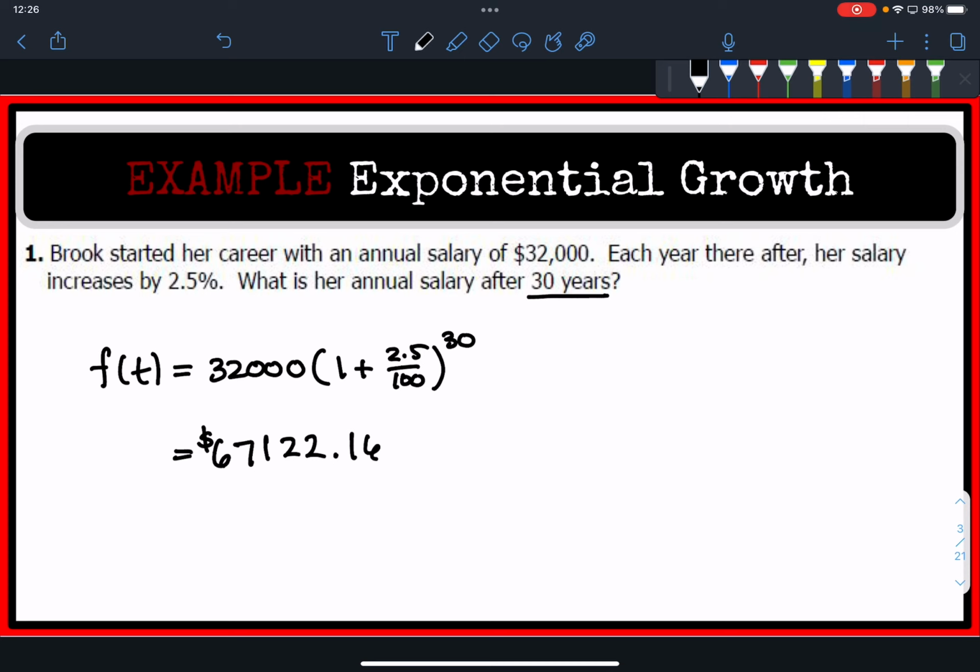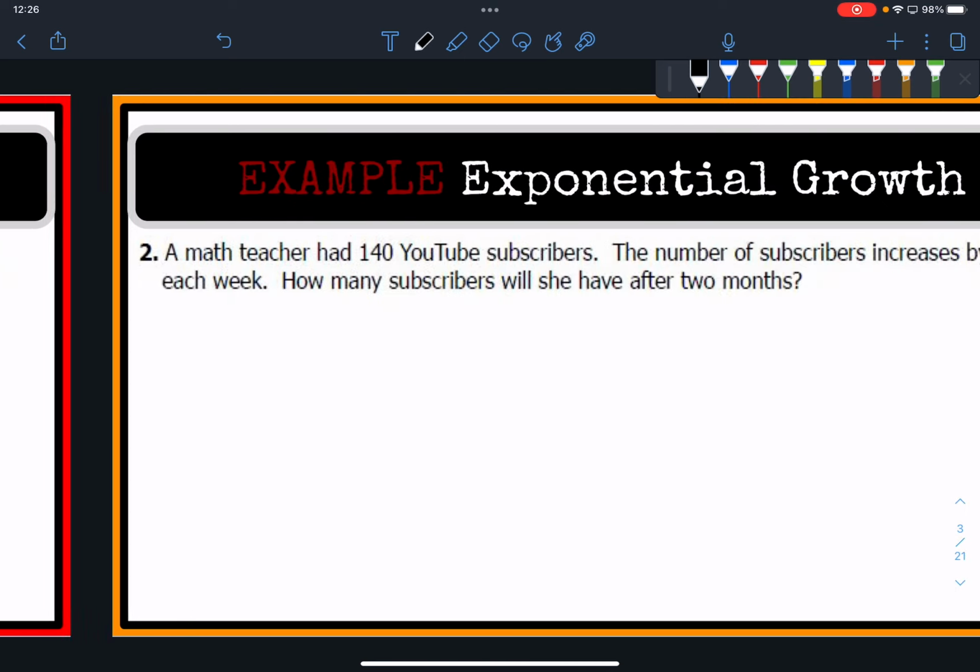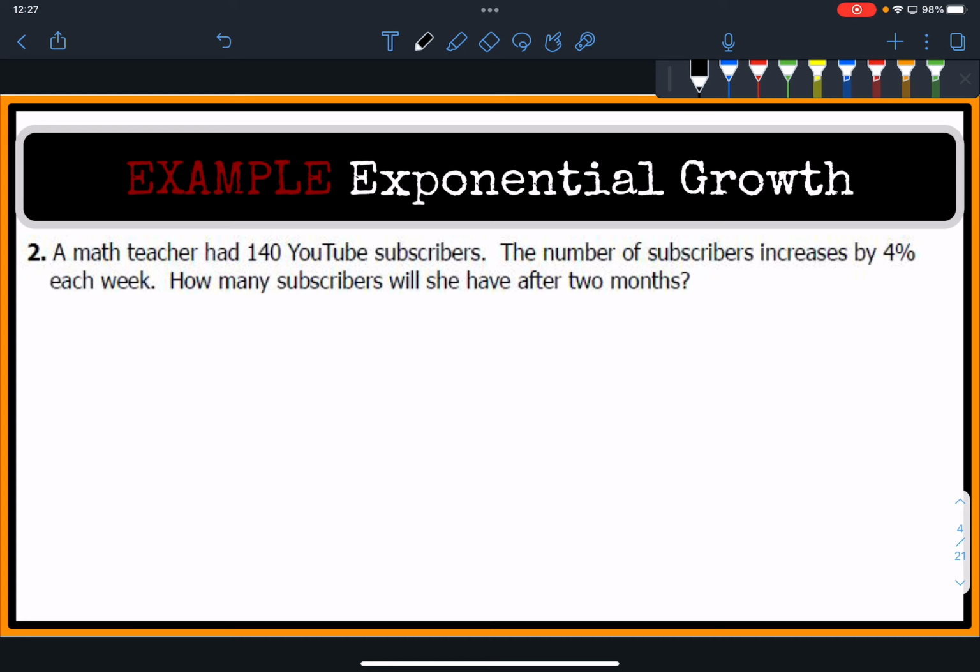Let's look at another example of this similar situation. Now let's say a math teacher has 140 YouTube subscribers. The number of subscribers is going to increase by 4% each week. How many subscribers will she have after 2 months? Now, the one thing that needs to be consistent, again, is the unit of time. Since the rate of 4% is increasing on a weekly basis, after 2 months would have to be converted into weeks. And since there are 4 weeks in a month, that means that the time will be 8 weeks.